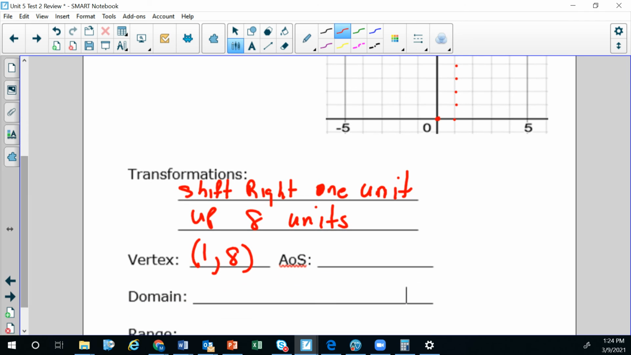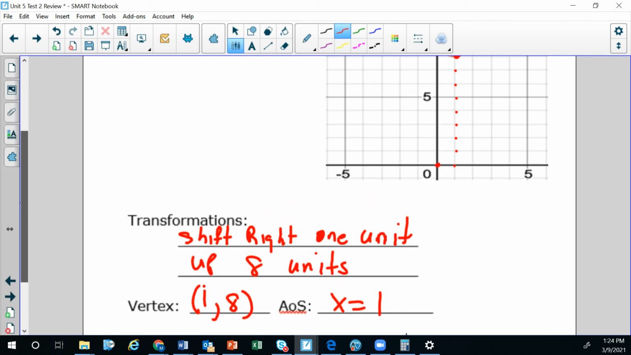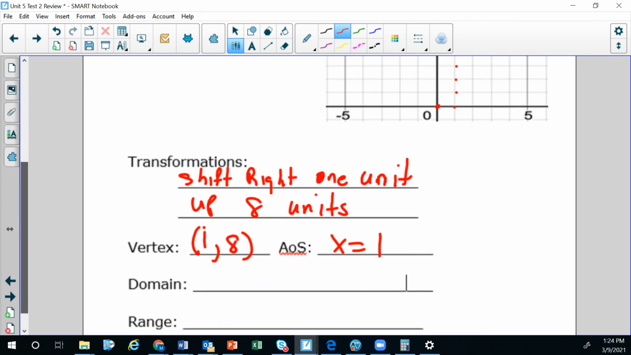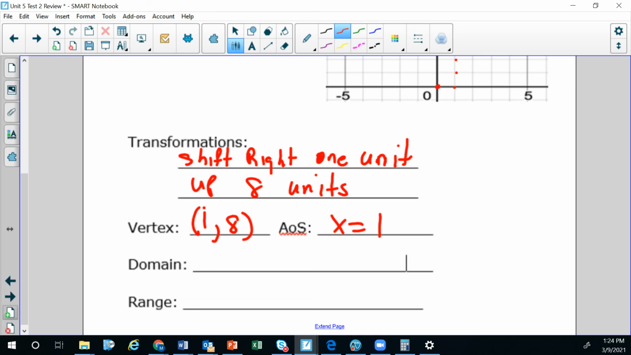And the axis of symmetry, you know it's going to be the same value as the x coordinate of the vertex. That's x equals 1. And my domain, again, you can tell, is all real numbers, because the x values for this graph just keep on going to negative infinity, and on the right, it just keeps on going to positive infinity. So my domain is all real numbers. We can use a fun looking R.